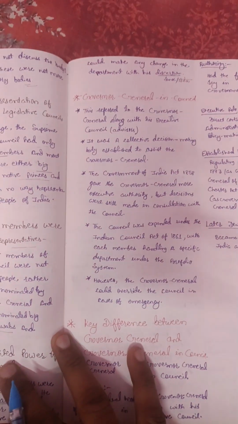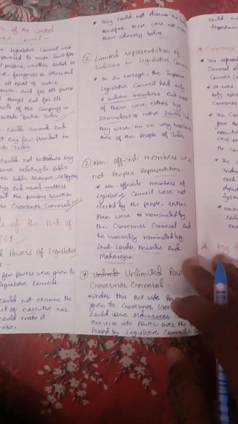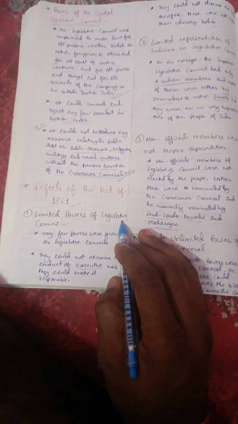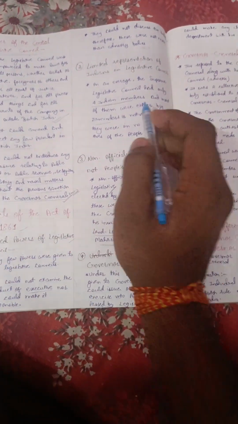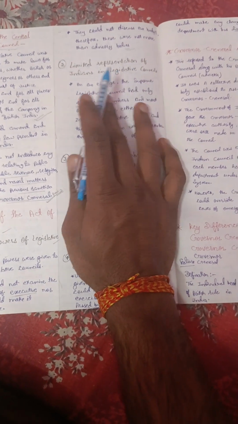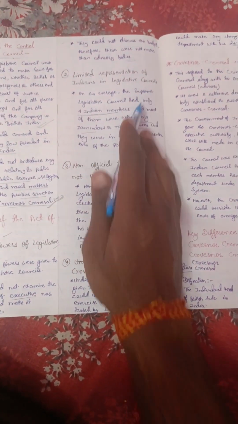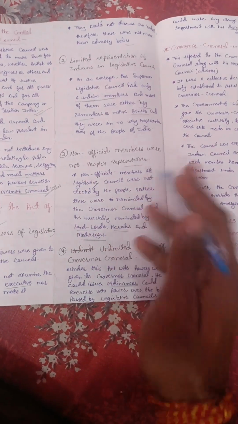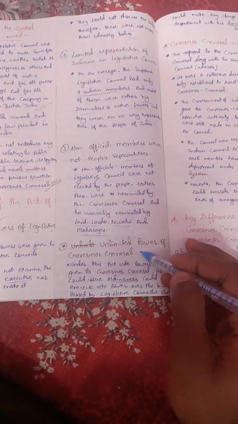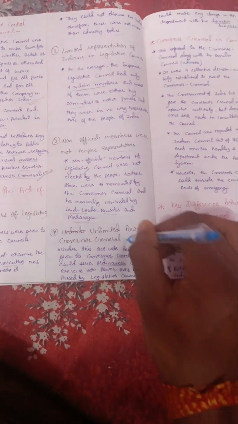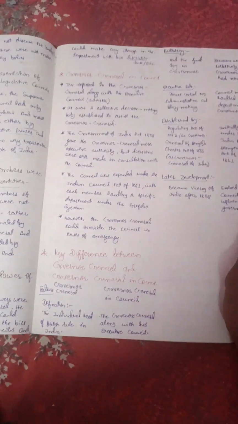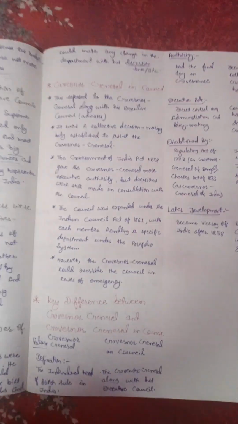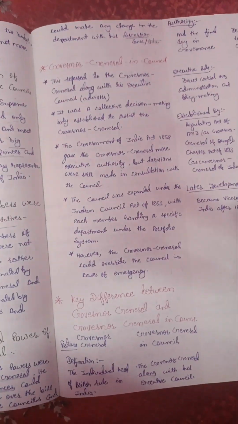So these were the defects of the Act of 1861. Number one, the limited power of the Legislative Council. Number two, the limited representation of Indians in the Legislative Council. Number three, non-official members were not people's representatives. And number four was the unlimited power of the Governor General, which prevented the implementation of new rules that favored Indians. So now let's see.